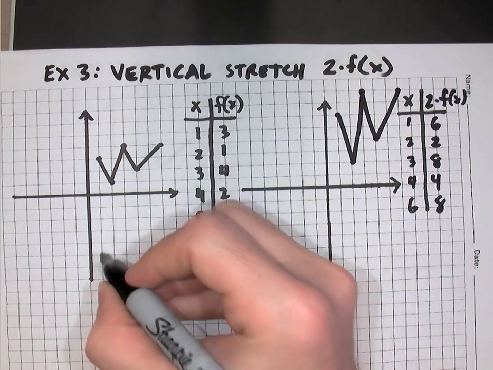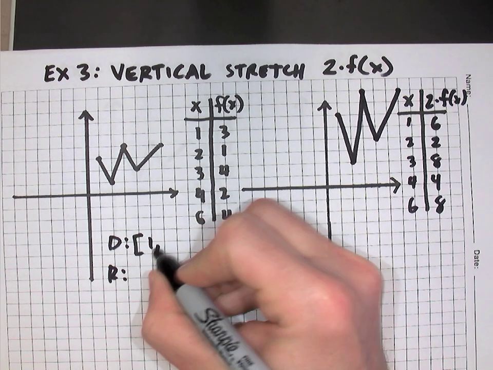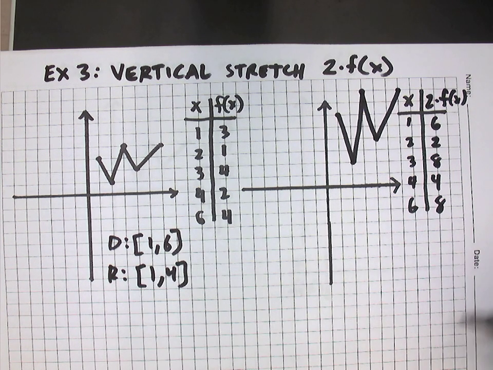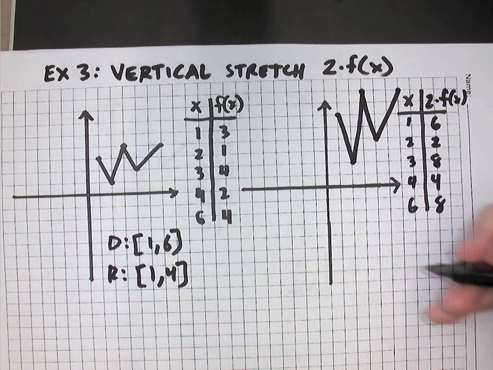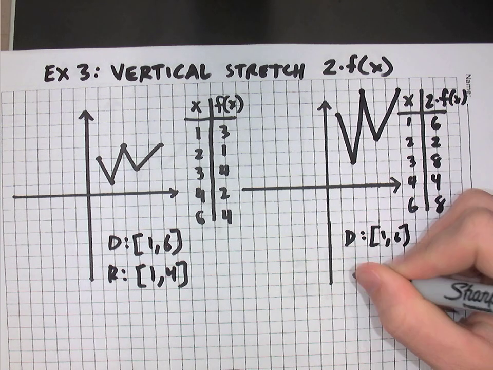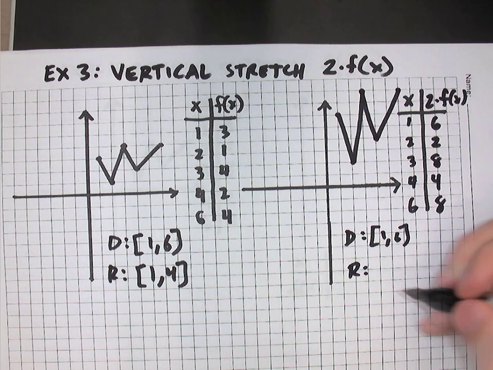And if we consider what happens to domains and ranges one more time, we know that the domain initially was 1 to 6, and the range initially was from 1 to 4. There's been no change whatsoever to my domain. But my new range now goes from 2 all the way up to 8.